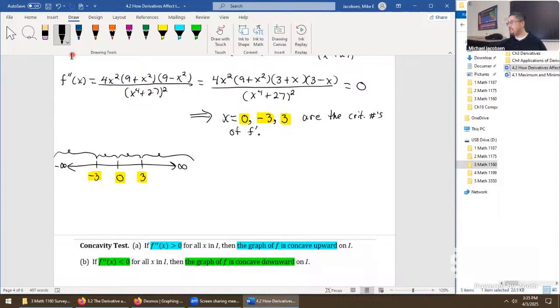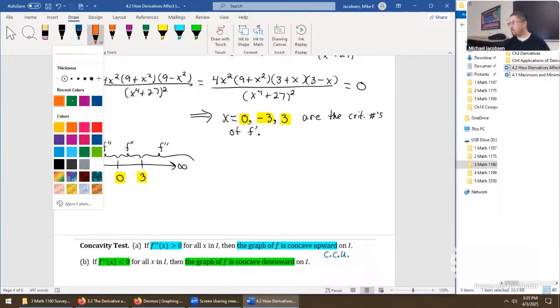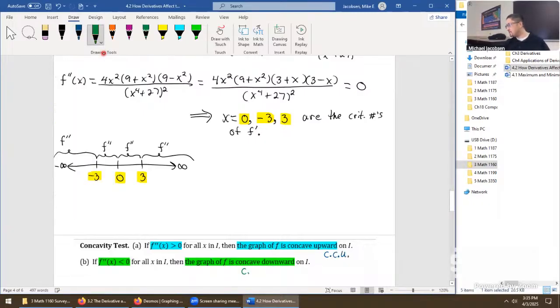And the thing we're testing is f double prime. So let's put that above. I want to use a slight shorthand that I'll only use inside this interval here. Otherwise, it's too much to write in. When we say concave upward, I'm going to write that in as CCU. And when we say concave downward, I'll write that in as CCD.